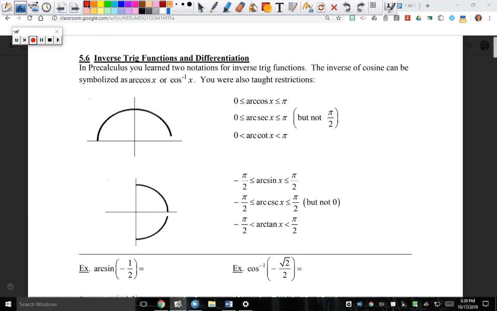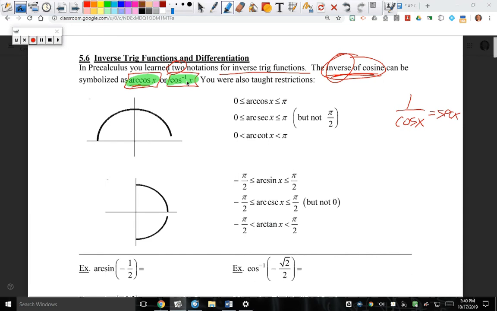So in pre-calculus, you learn two notations of inverse trig functions. The inverse of cosine can be symbolized as arc cosine or cosine to the negative one, just two different ways. And this is the inverse of sine. A lot of people mistakenly think that the inverse is a reciprocal, and they think the inverse of cosine looks like that, but that's not correct, because this is secant, and the inverse of cosine is one of these.